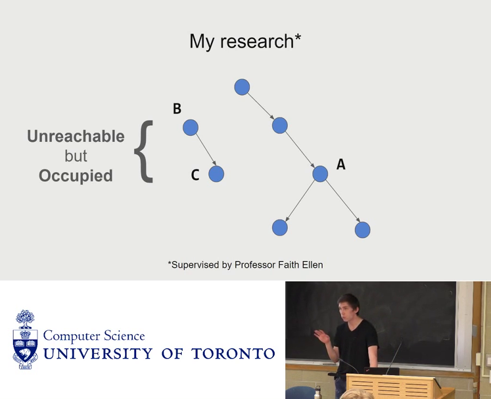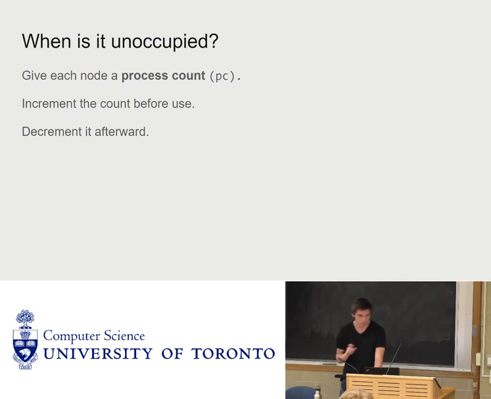Reachability is easy to find solutions for, but occupied is a little bit different. So let's quickly talk about that. One solution, or attempt at a solution, is to give each node a count of the number of processes. So when you say, I'm about to access this node, I'm going to increment the node's process count, and then when I'm done, I'm going to decrement it. The problem, of course, is that you're kind of begging the question. I'm going to access this node in order to access this node.